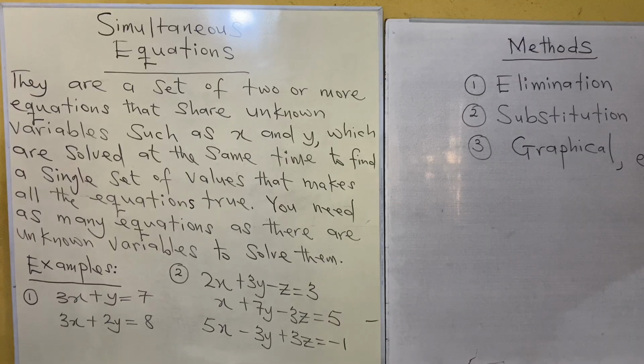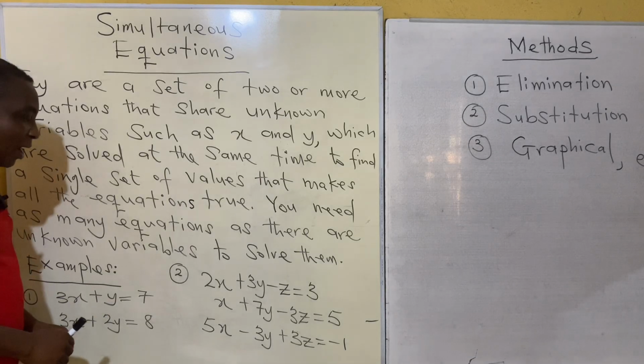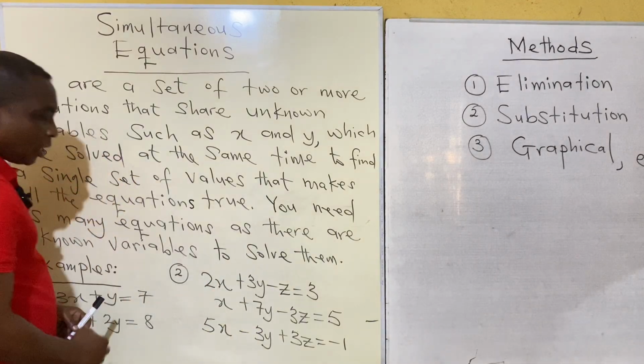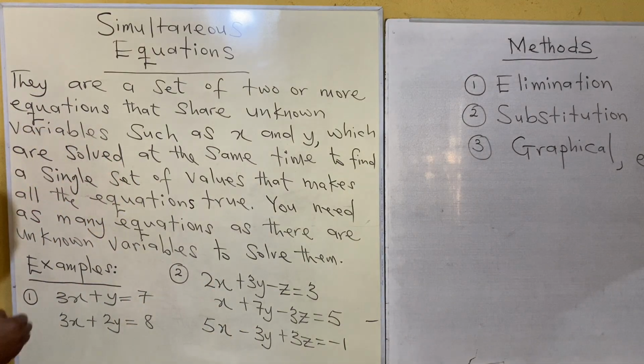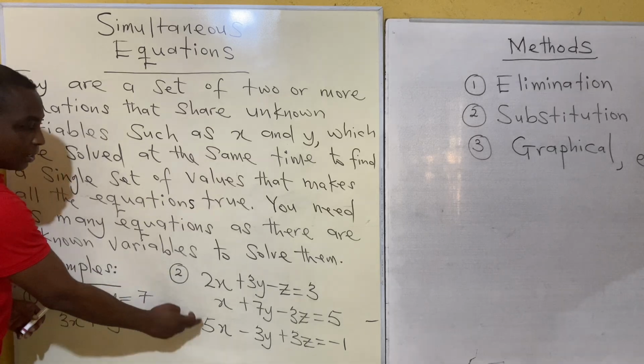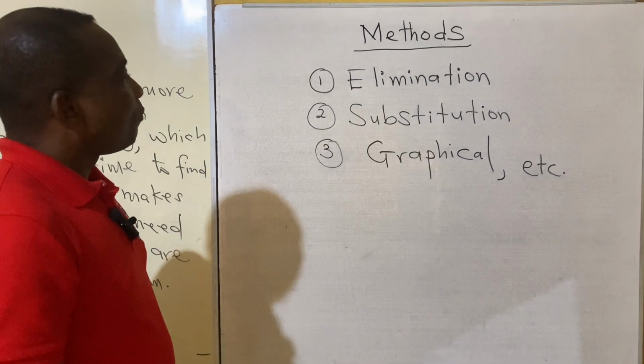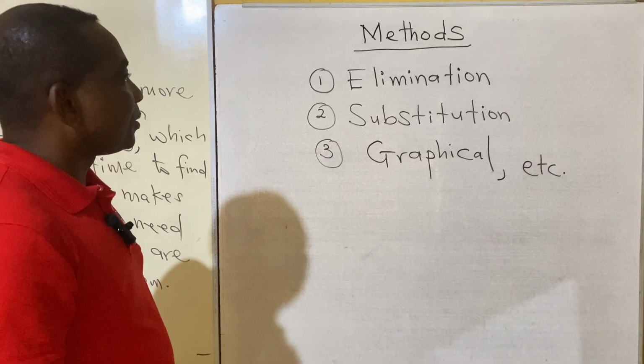You need as many equations as there are unknown variables to solve them. This means that, for example, if you have two unknown variables, x and y, you need two equations involving x and y to solve. Again, if you have three unknown variables, x, y, and z, you need three equations involving x, y, and z to solve.